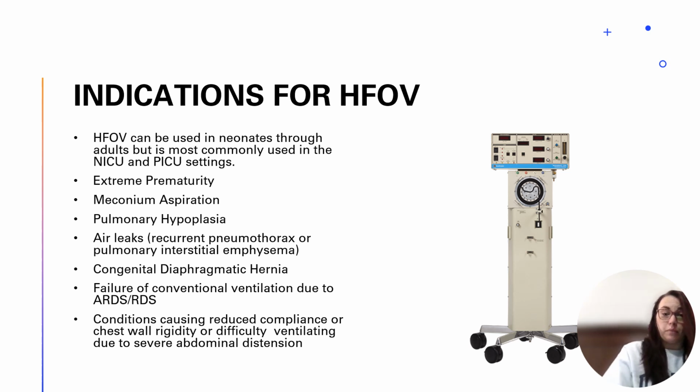If you have conditions that cause reduced compliance or chest wall rigidity that cause difficulty ventilating, so your NEC perf babies where their bellies are huge and they are rock hard and they're distended and it's squishing up on their lungs, so you're having a hard time expanding. If you've got a kid or an adult that has severe edema, like diffuse edema, and it's causing that chest wall to have a hard time moving, things like that can really benefit from the use of the oscillator.